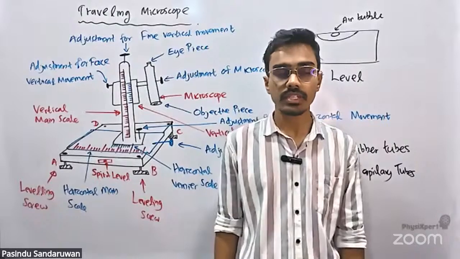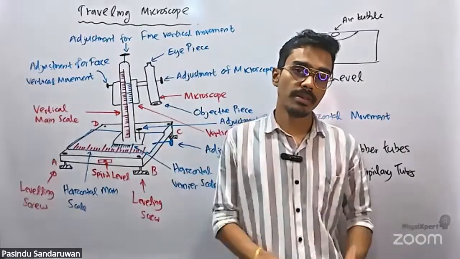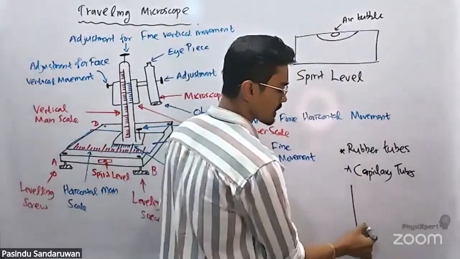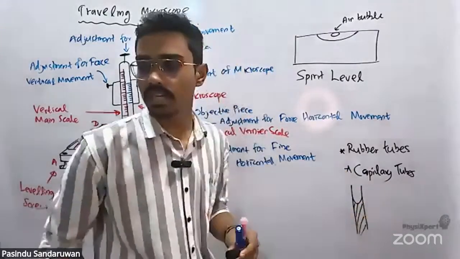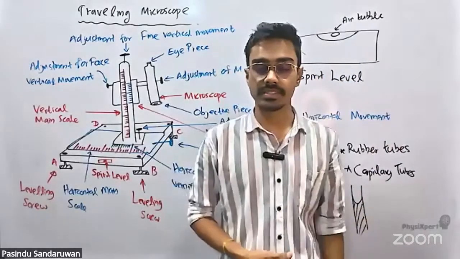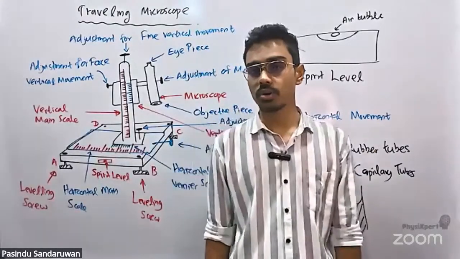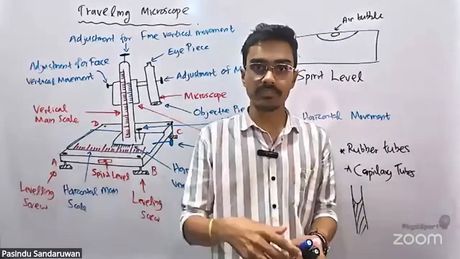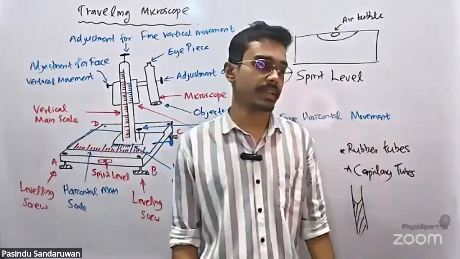Other than that, the other main usage of a traveling microscope is to measure the liquid meniscus. Have you seen a liquid meniscus? If you put a liquid into a capillary tube, the liquid will be curved at the top surface. That is called a liquid meniscus. To measure the radius of a liquid meniscus also, the traveling microscope is used. So it has its own unique readings that can be taken from a traveling microscope.